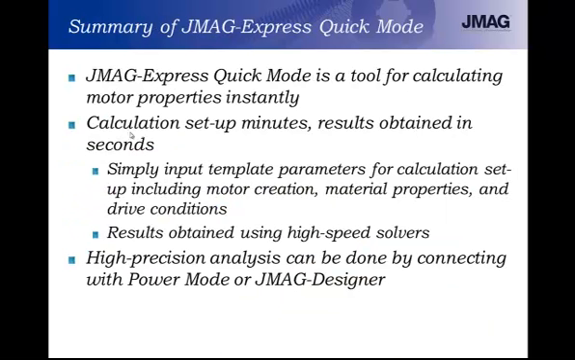So, I'll summarize JMAG-Express Quick Mode, and then we'll take a look at generating models in Express. JMAG-Express Quick Mode is a tool for calculating motor properties instantly. Its setup, as we'll see, is done in just minutes, and results are output in just seconds. It's based on template-style parameters for calculation setup, including motor creation, material properties, and drive conditions. The results are still based on JMAG's high-precision, high-speed solvers, and what I would consider a medium precision analysis is possible in JMAG-Express Quick Mode, and the option of doing a high precision analysis is possible by going either to Power Mode or into JMAG Designer.